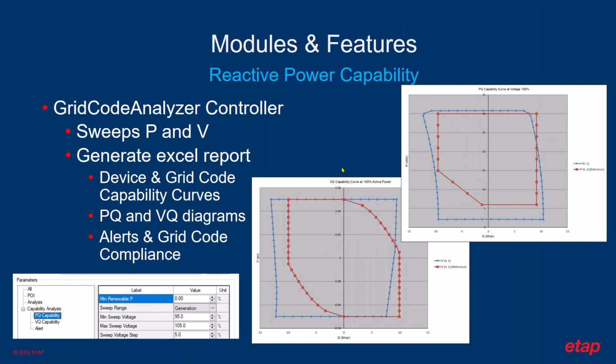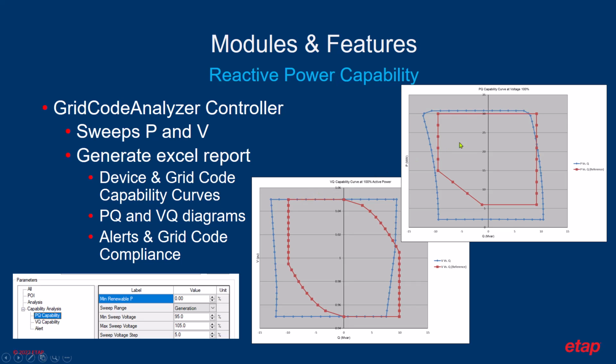Once you have the grid code information set up and the vendor equipment capability set up, we have a grid code analyzer that sweeps the active power P and voltage, and basically commands the DERs in the system. It then measures the power, P and Q, at the point of interconnection as well as the voltage, and it generates a nice Excel report that includes all the information you need for your grid compliance report. So it creates, let's say, PQ curves and VQ curves against the grid code.